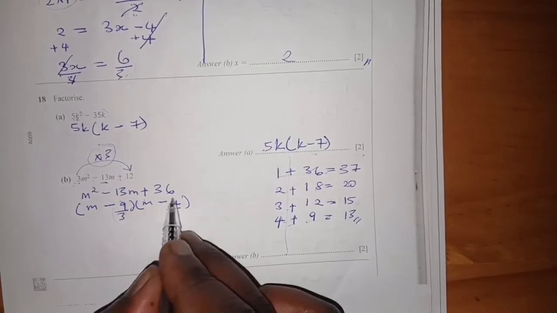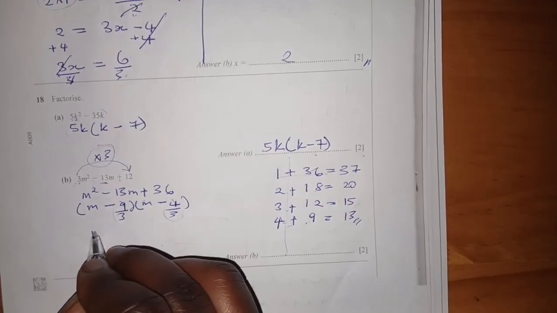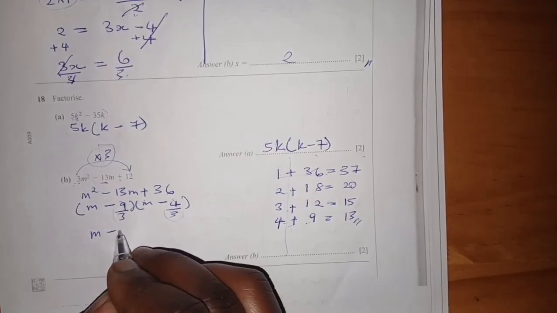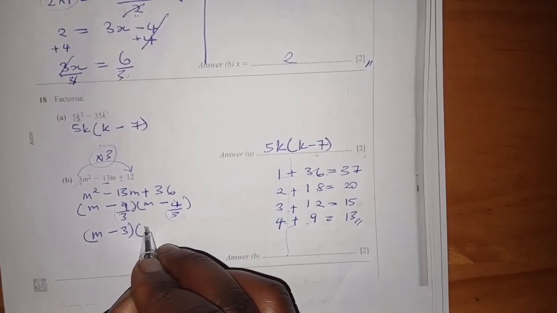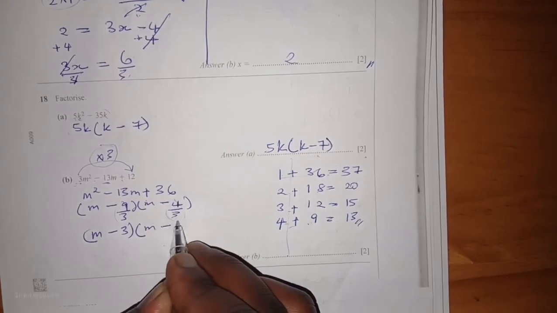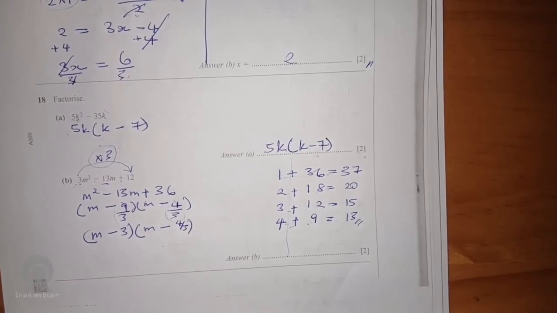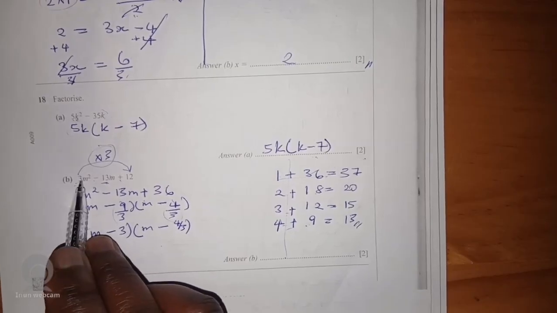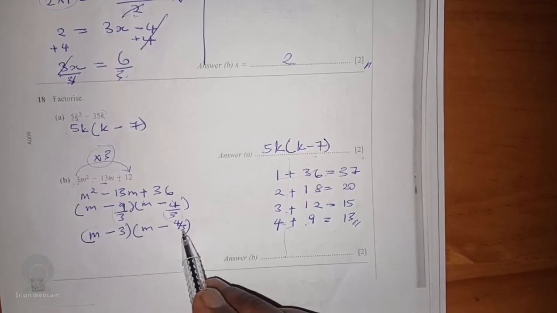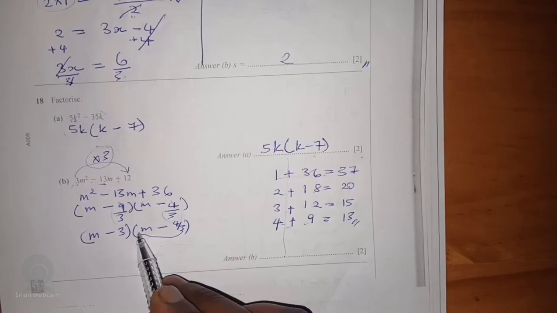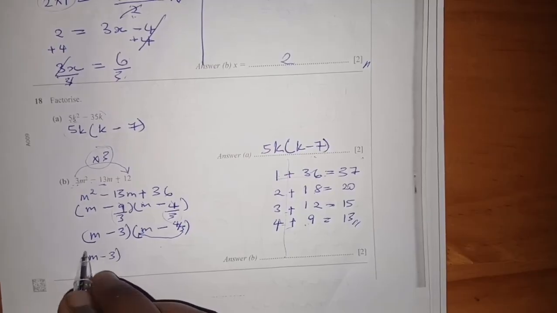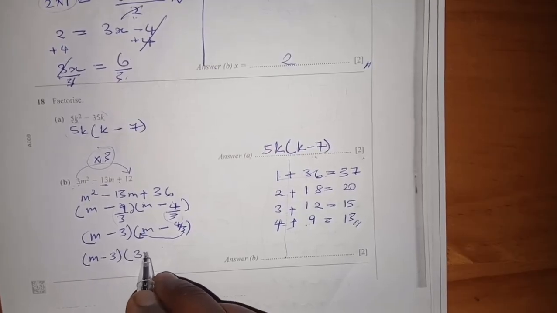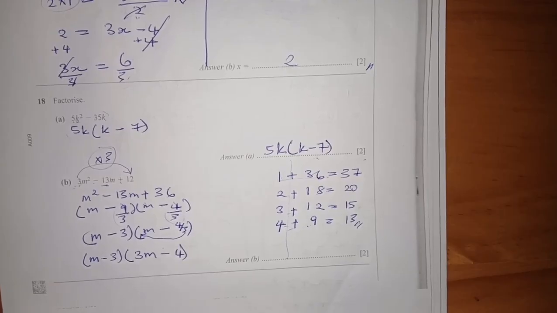Simplify these fractions. This is m minus 9 divided by 3, it's 3. And this is m minus 4 over 3. But still, m times m, it's not 3m squared. So we need to remove this denominator here and write it just there. Then you have your m minus 3 multiplied by now 3m minus 4, like that.